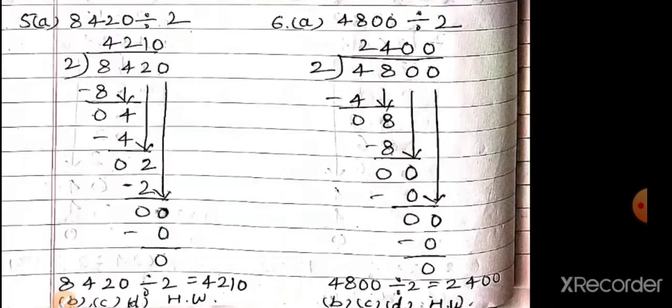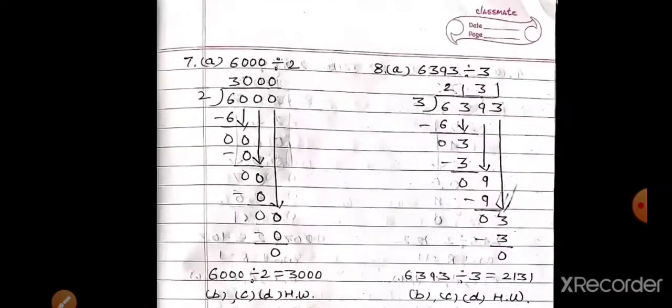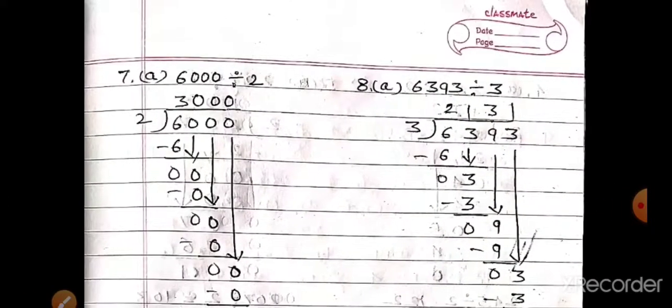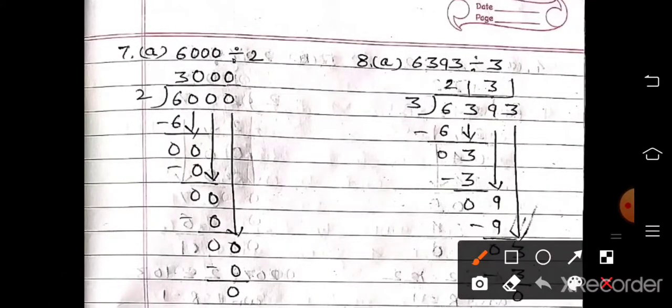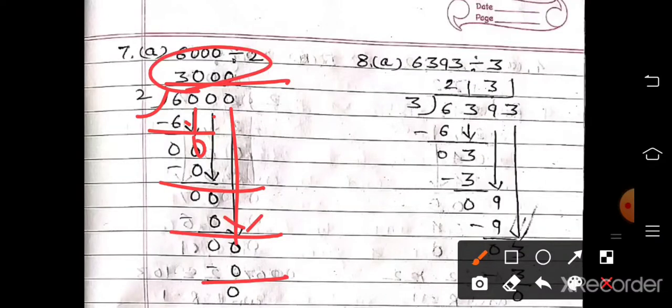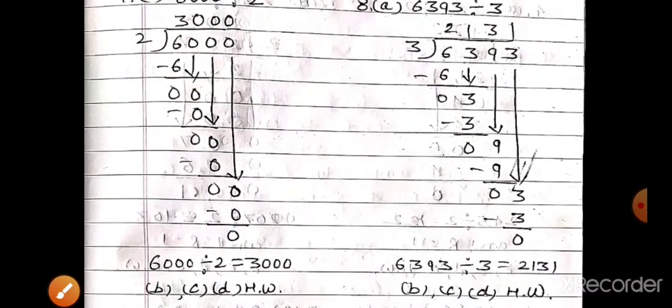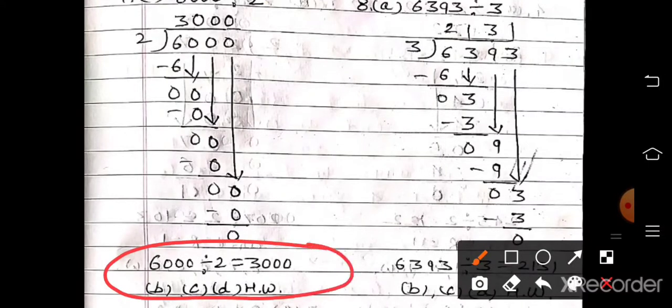Now the next is question number 7. 6000 divided by 2. So write like this. 2 3 ja 6. Then 0 times. Again 0 times. Again 0 times. Okay. So answer is 3000. Okay. Write this. And BCD is your homework.